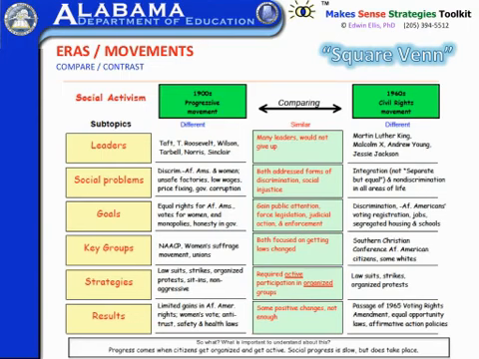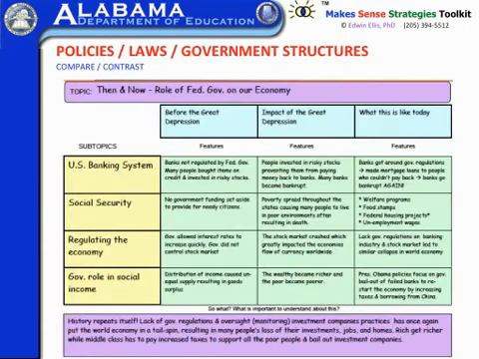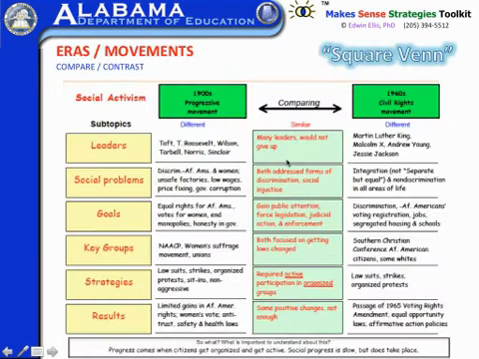Now this is what's called a square Venn. It's different from this one in that here we're just making straight comparisons in terms of what the details are for each of these, whereas this one looks at similarities and differences. And so, how the progressive movement was different than the civil rights movement and how it was similar.